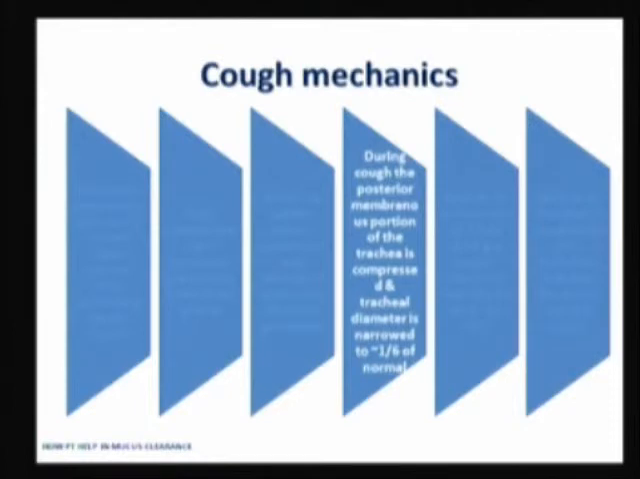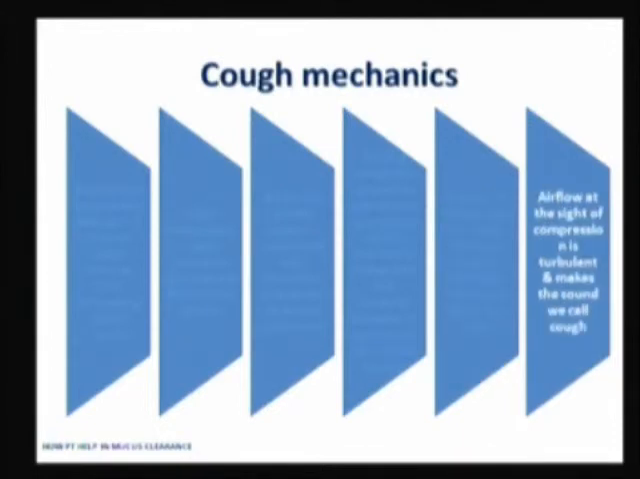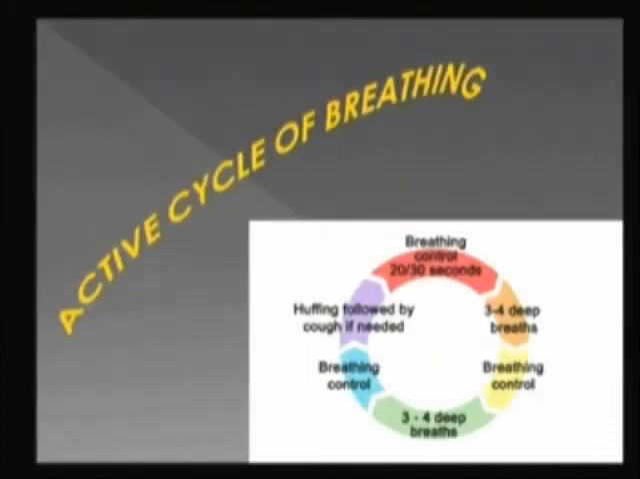During cough, the posterior membranous portion of the trachea is compressed and tracheal diameter is narrowed to about 1/6 of the normal. With an increase in flow rate of 7-fold during the cough, the linear velocity increases 42-fold. This is what makes the turbulence and will help us to clear the mucus. Airflow at the site of compression is turbulent and makes the sound that we call cough.